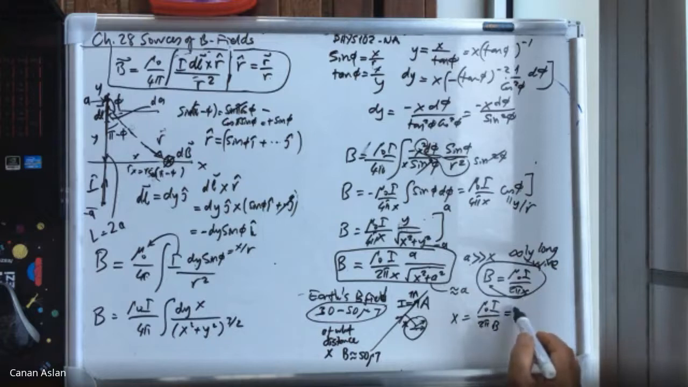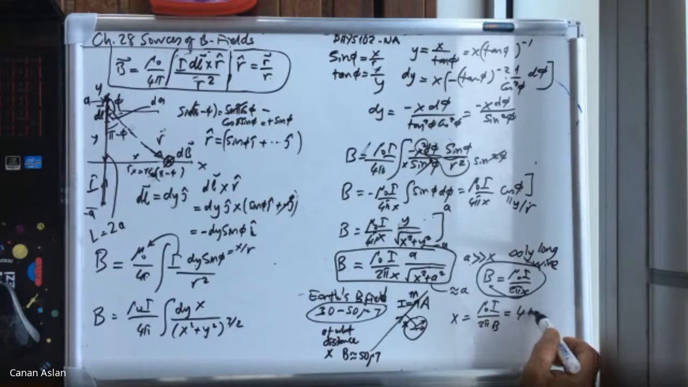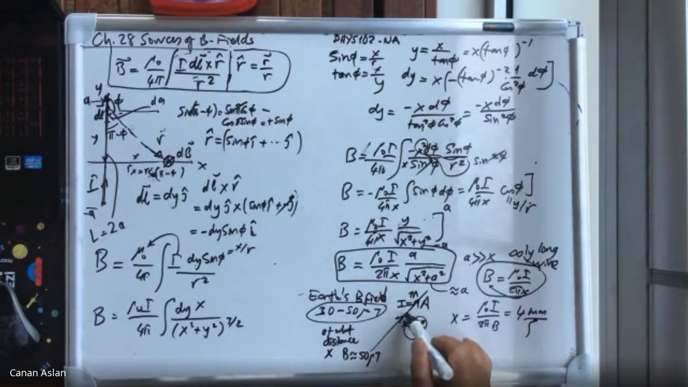If you put all the values together, 50 microtesla for the magnetic field, micro being 10 to the minus 6, and mu 0 being 4 pi times 10 to the minus 7, you see that this is just 4 millimeters. Okay, so when you are 4 millimeters close to this wire, which is passing 1 ampere, it produces a magnetic field exactly equal to the Earth's magnetic field, so that the compass will be really affected.